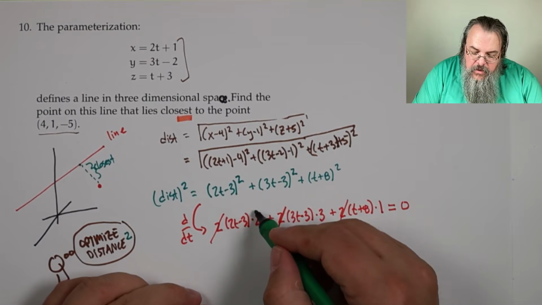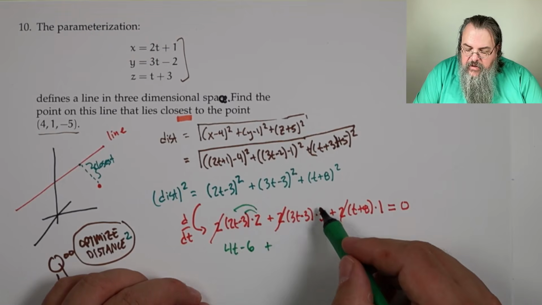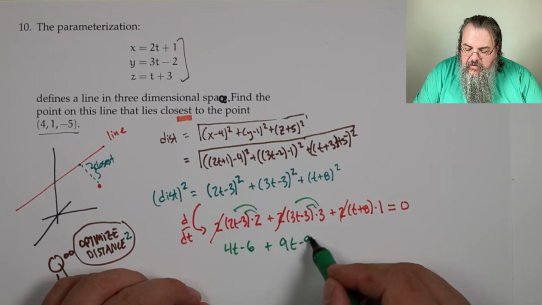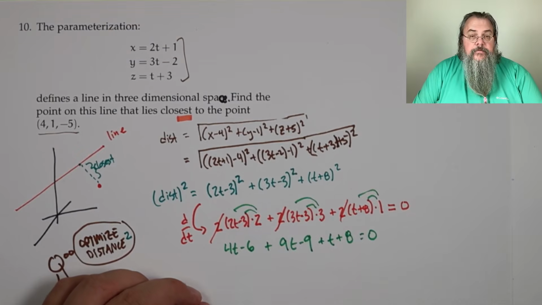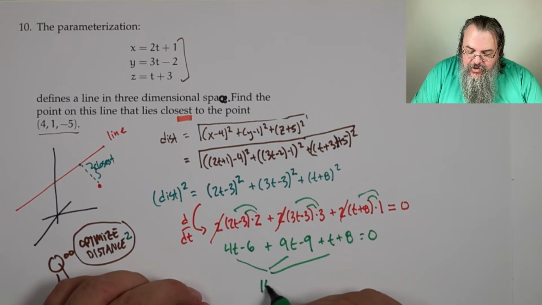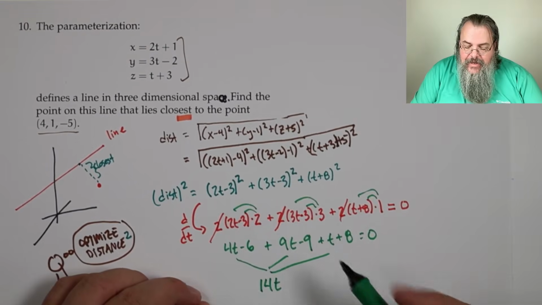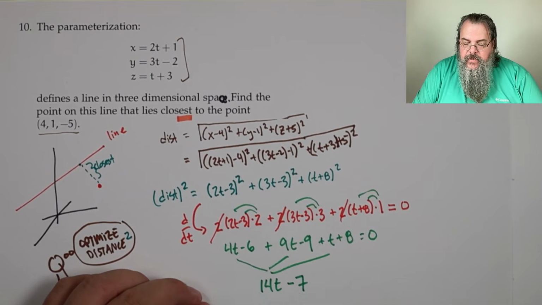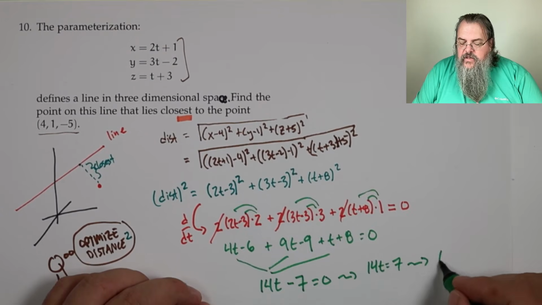So, what do we now have? Well, if we distribute here, we get 4t minus 6 plus, distribute here, 9t minus 9 and plus t plus 8 equals 0. So we have a 4t, a 9t, and a t. If we put those together, their t-ness combined, 14t. Minus 6 minus 9, that's minus 15. Add 8 makes minus 7 equals 0. Or 14t equals 7, or t equals 7/14, also known as 1/2.